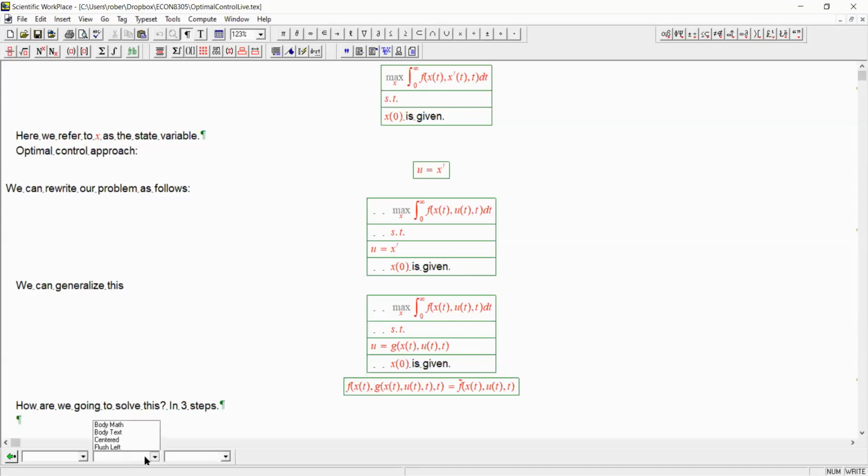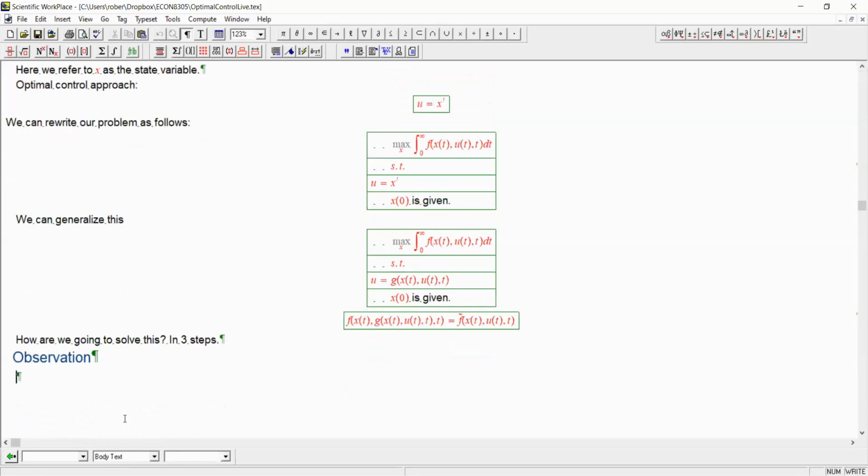The first step is to make an observation. The observation is as follows. For any state variable x, control variable u, and any continuously differentiable function lambda, the following must be true. Take this, which is the function that we want to maximize.